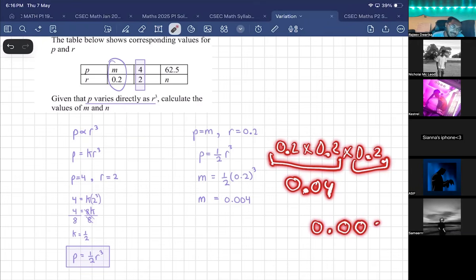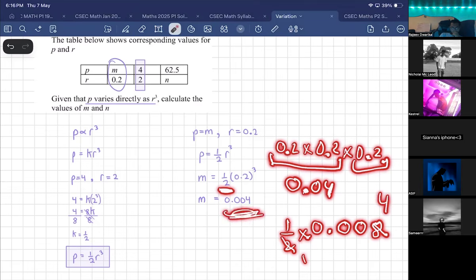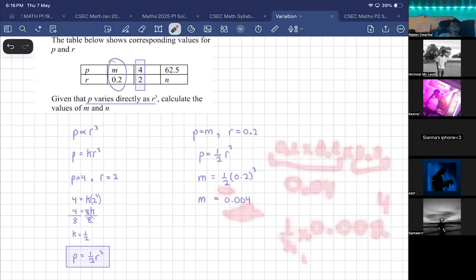Nah, we're multiplying here. 4 by 2 is 8. And then we were multiplying that by a half. So 2 into 8 is 4. That's all. Okay, cool. So we find your value for M.